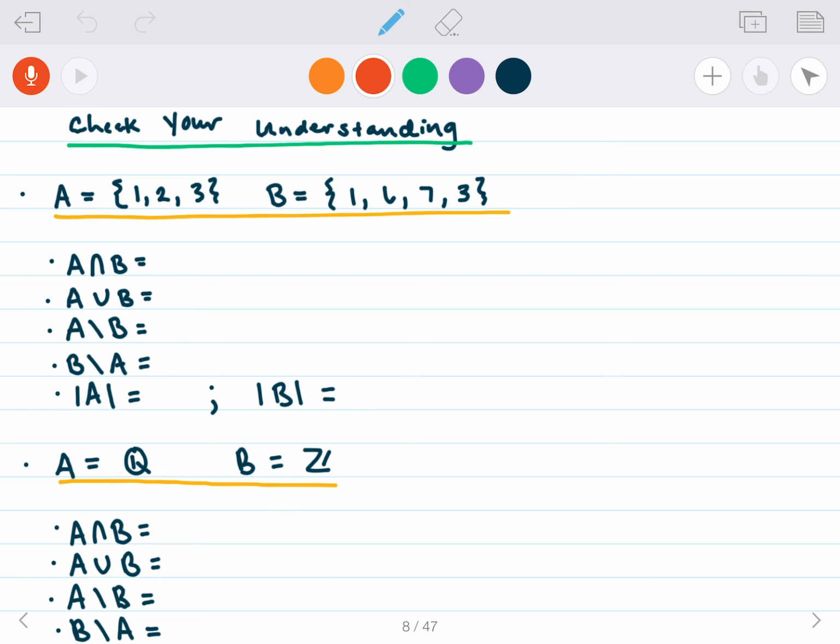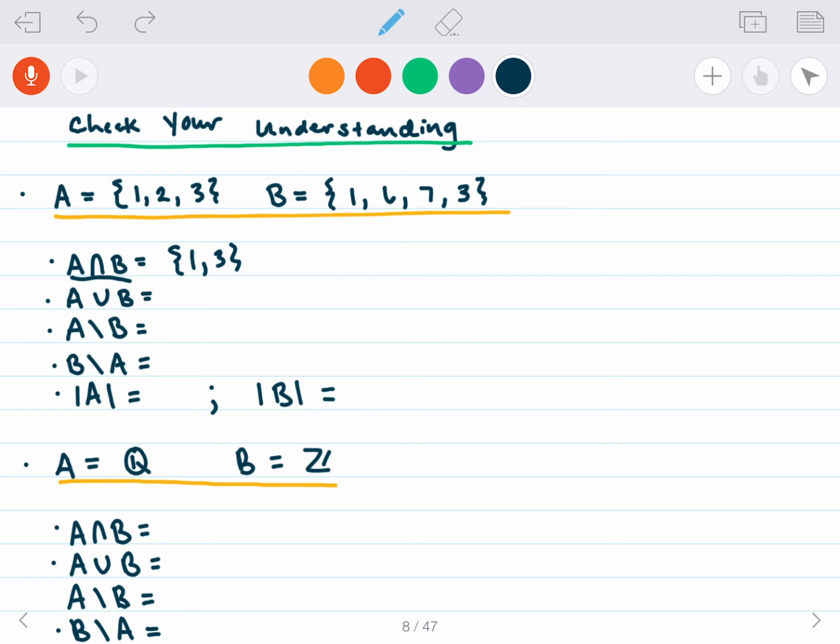Okay, so check your understanding. Let's just do it. I encourage you guys to pause these videos and try these out before I work them out. See if you get them right. So let's see. Okay, so A intersect B is our first one. What elements are in both A and B? Well, it's going to be 1 and 3, right? Those are in both A and B. So that's our answer.